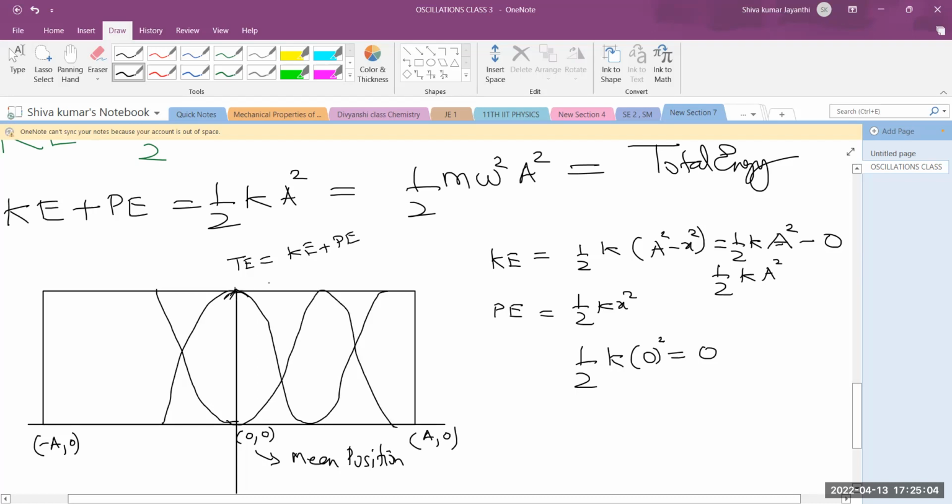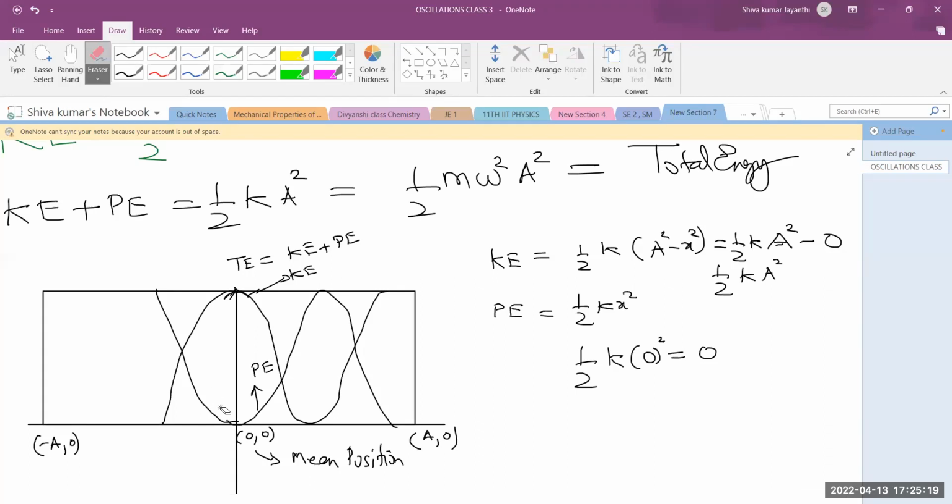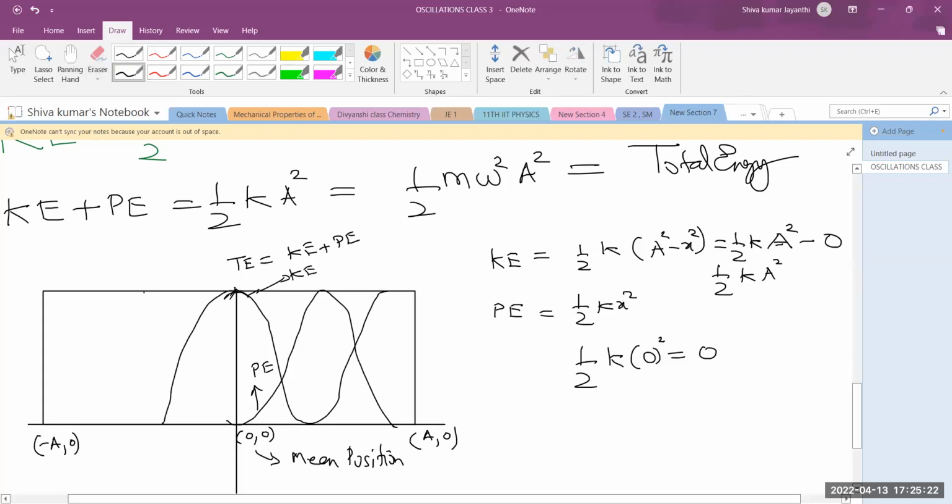So what is this curve? This curve represents the maximum kinetic energy curve. And what is this curve? Potential energy curve. Potential energy is 0, no? Understood? Now it's looking good. Okay, better. Understood that? So when potential energy is 0, kinetic energy is maximum. Similarly, when kinetic energy is minimum, potential energy is maximum.